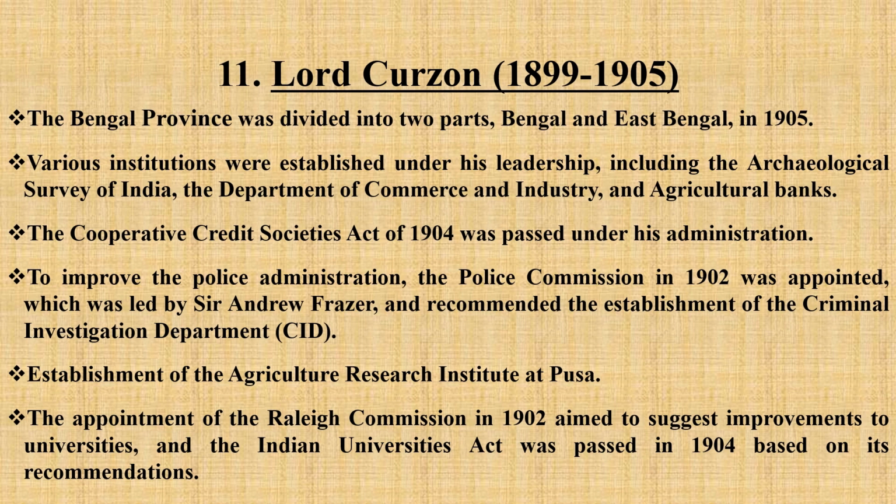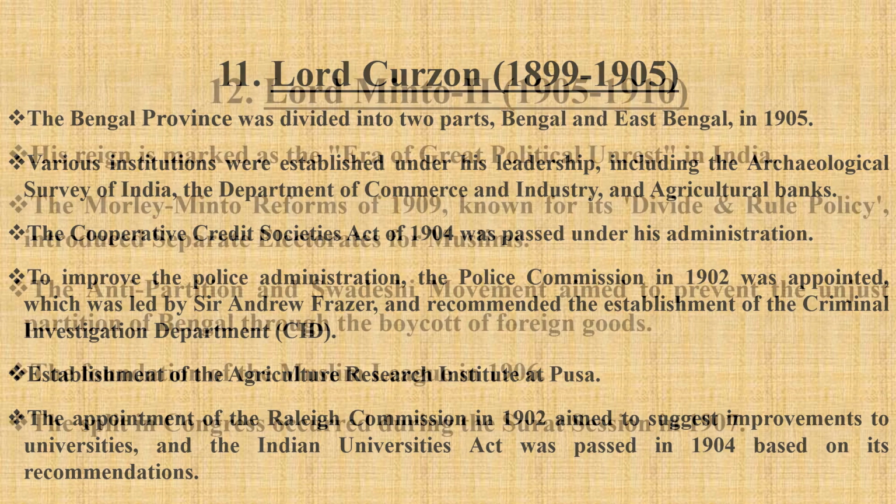To improve the police administration, the Police Commission in 1902 was appointed, which was led by Sir Andrew Fraser, and recommended the establishment of the Criminal Investigation Department, CID, and the Agriculture Research Institute at Pusa. The appointment of the Raleigh Commission in 1902 aimed to suggest improvements to universities, and the Indian Universities Act was passed in 1904 based on its recommendations.